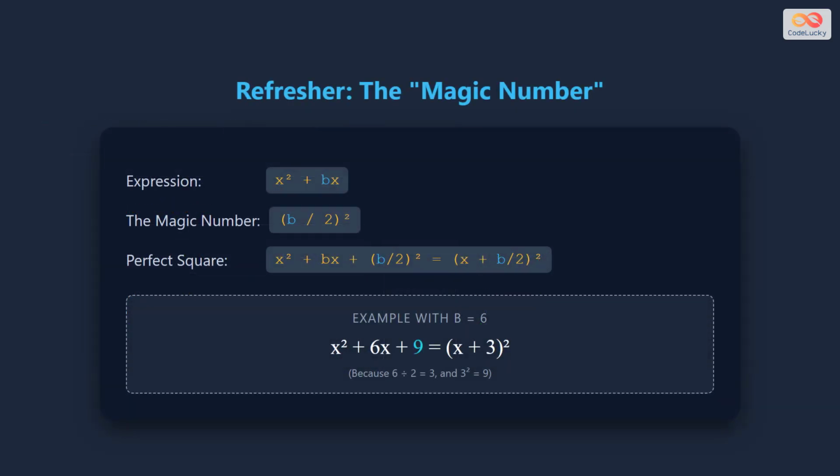Before we dive in, let's quickly review the core algebra concept. To complete the square, we need to find a specific number that turns a binomial into a perfect square trinomial. The formula is simple. Take the linear coefficient, b, divide it by 2, and then square the result. For example, if we have x squared plus 6x, we take half of 6, which is 3, and square it to get 9. Adding 9 allows us to factor it into the quantity x plus 3 squared.